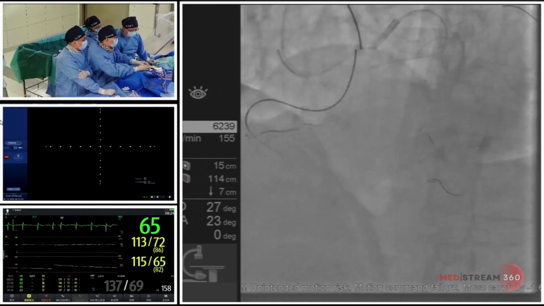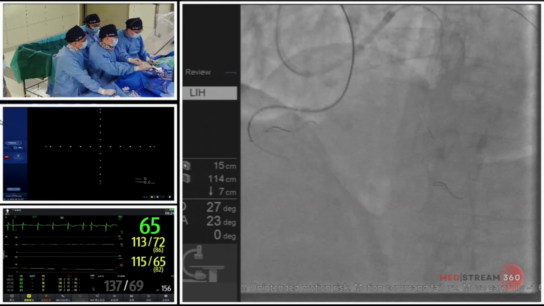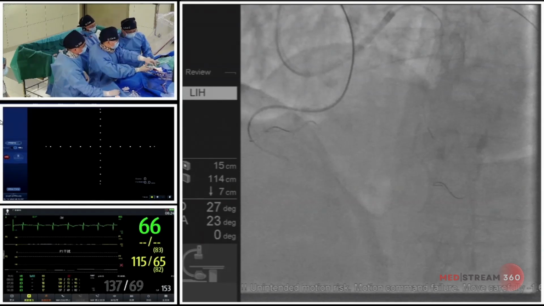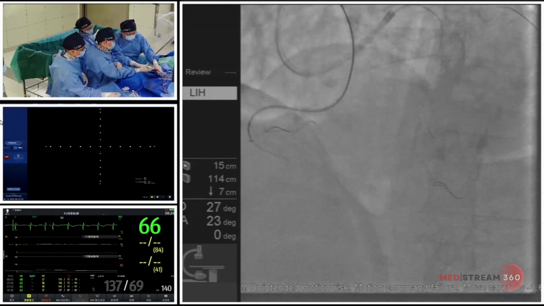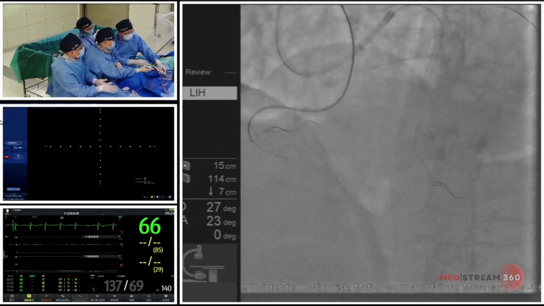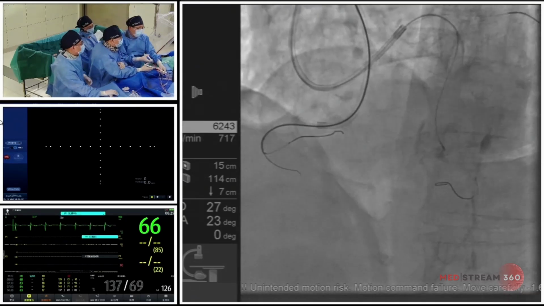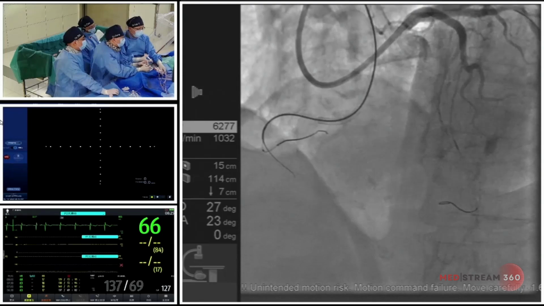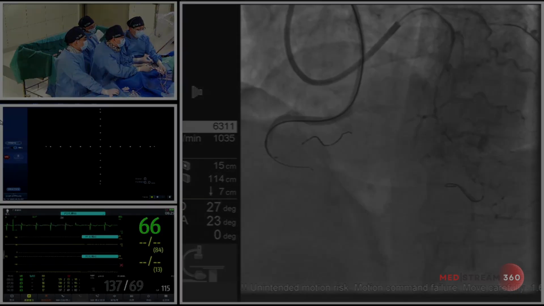Yes. So after 1 year, we can see that the mid part of the occluded segment has been ruined. There is no clear landing zone. So from the RCA angiography, after 1 year, we can see the vessel situation gets worse.